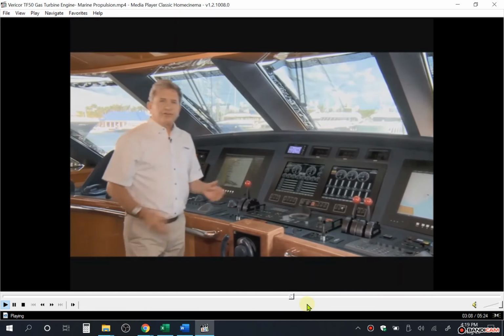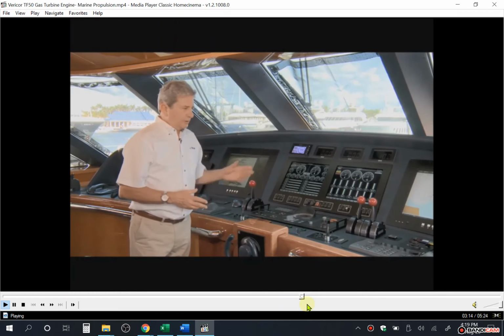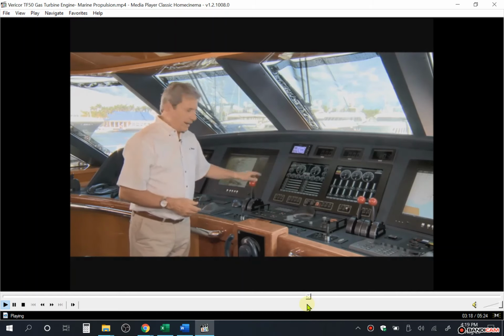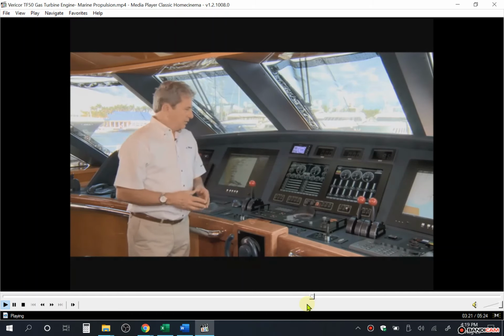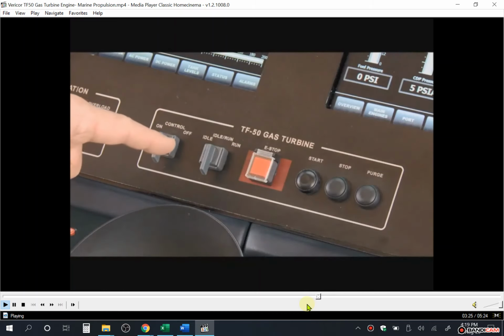Here we are on the bridge. I'd like to show you a little bit about the controls and display and throttle for the gas turbine. You'll note the throttle for the gas turbine is the same as the throttles for the diesel, actuated in the same manner. To perform a start for the gas turbine, several controls right here.